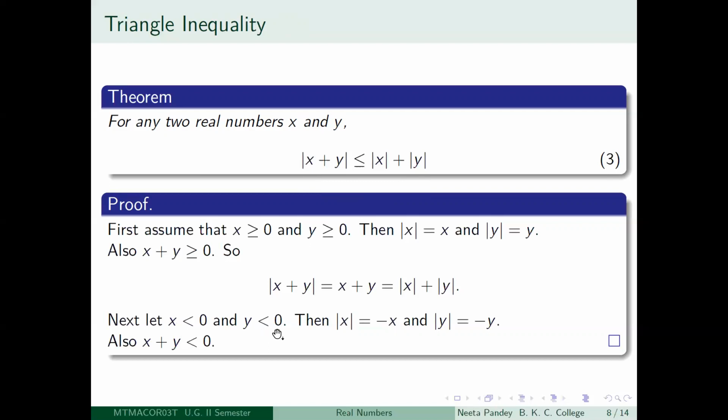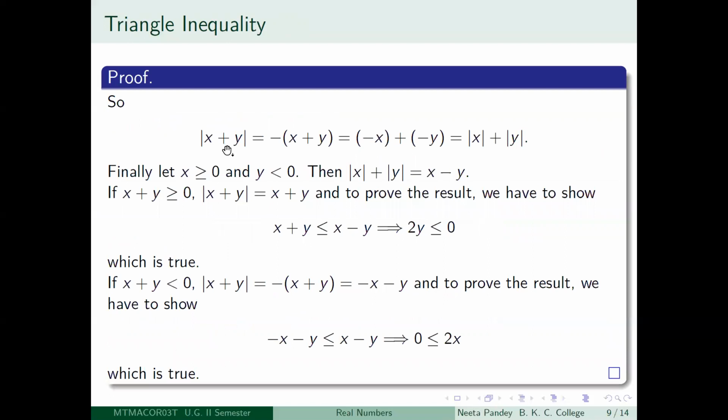Similarly, if you take both to be negative, that x is less than 0 and y is less than 0, then mod x will be equal to minus x and mod y will be equal to minus y. Again, x being negative and y being negative, x plus y will also be negative. So mod of x plus y will be equal to what? Minus of x plus y. So now you use the distributive law, you get this is equal to minus x plus minus y. So that is just mod x plus mod y. So if both of them are negative, even then you will get an equality.